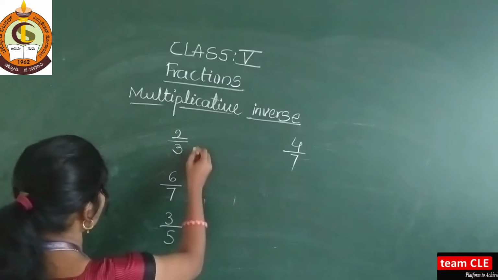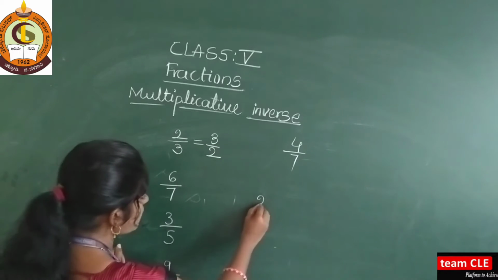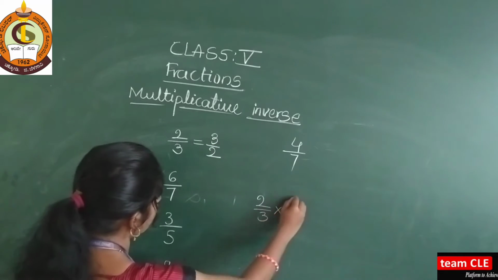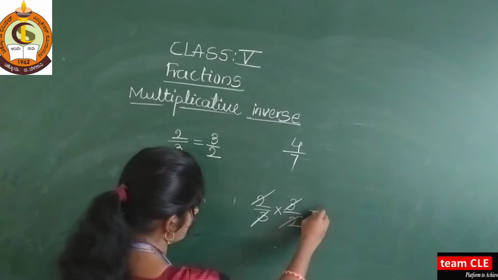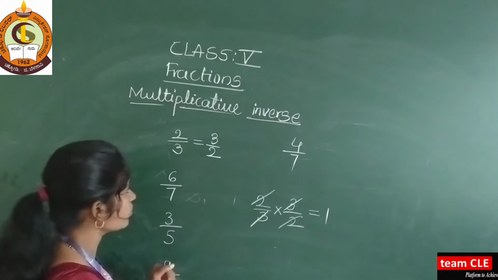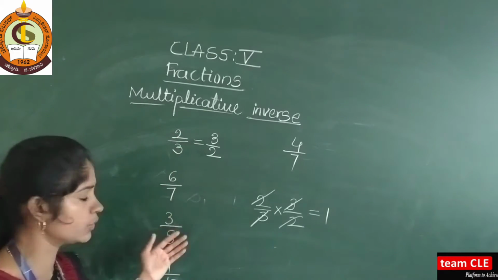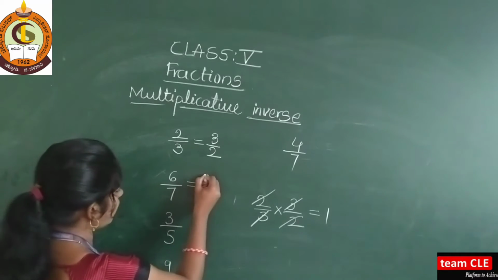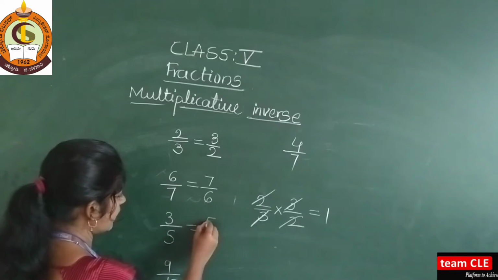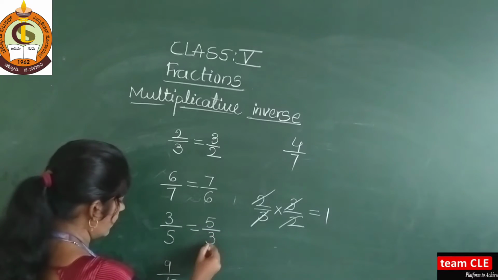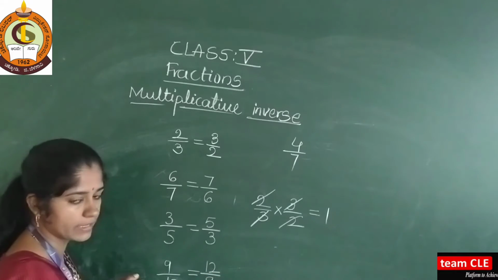See here, 2 by 3 is there, its reciprocal is 3 by 2. Why? Because see here, take 2 by 3 into 3 by 2. Okay, this 3 cancels, this 2 cancels. So its answer is 1. So therefore the reciprocal of 2 by 3 is 3 by 2. Next here, what is its reciprocal? 7 by 6. Next here 3 by 5 is there, its reciprocal is 5 by 3, and here its reciprocal is 12 by 9. I hope you are getting my point.